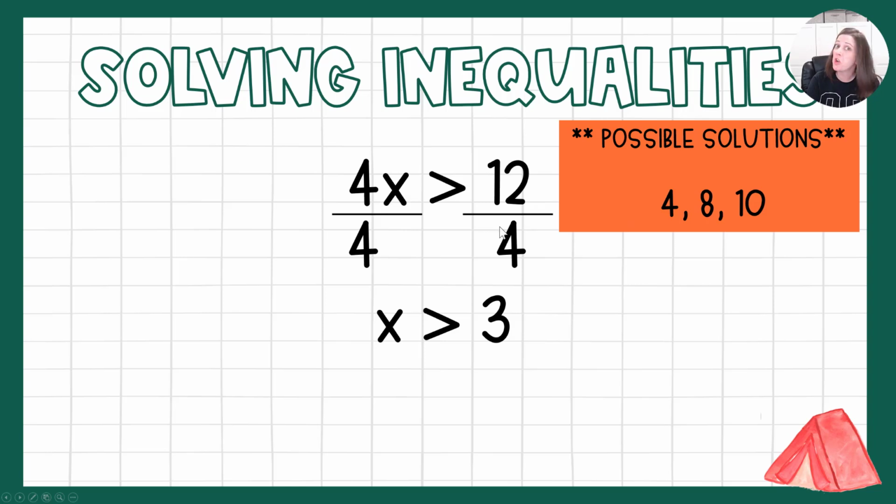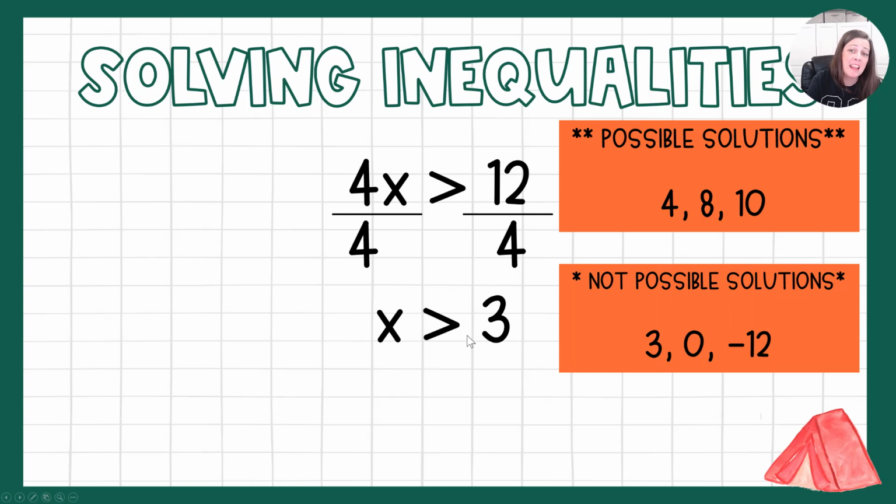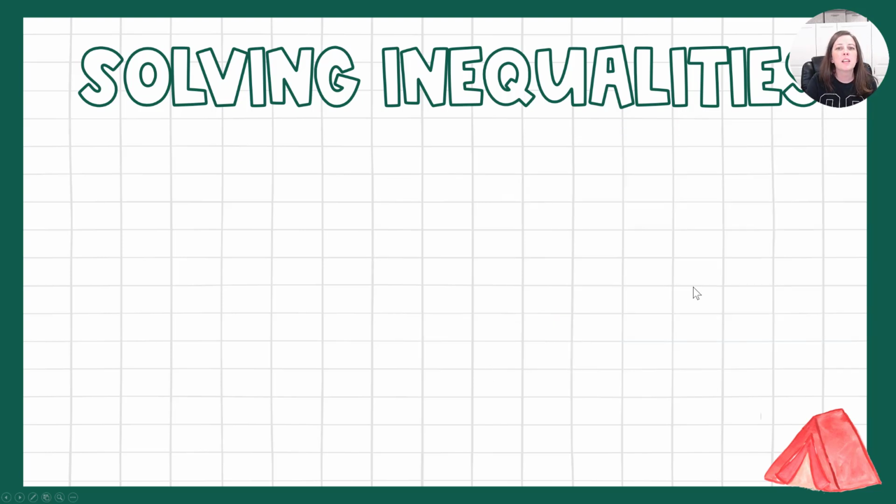So some things that are not possible solutions: anything that is 3 or less. So 3, because 4 times 3 is 12. 12 isn't greater than 12. 12 is equal to 12. 0, 4 times 0 is 0. 0 is not greater than 12. So anything that is not bigger than 3 is not a solution. Okay? Let's look at another one.